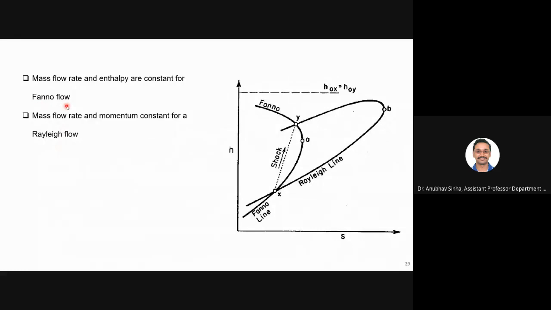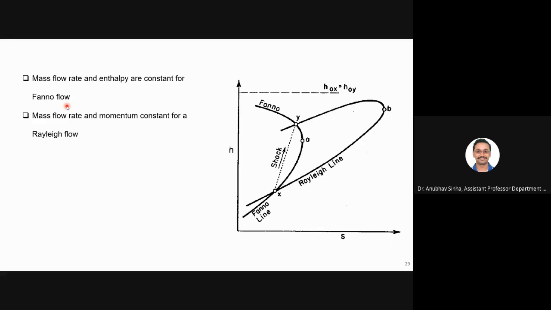Now, what about a shock? For a shock, do we consider any heat transfer or friction? We say that it is a frictionless flow and no heat transfer is assumed to be involved. So a shock will be on both the Fanno line and the Rayleigh line.